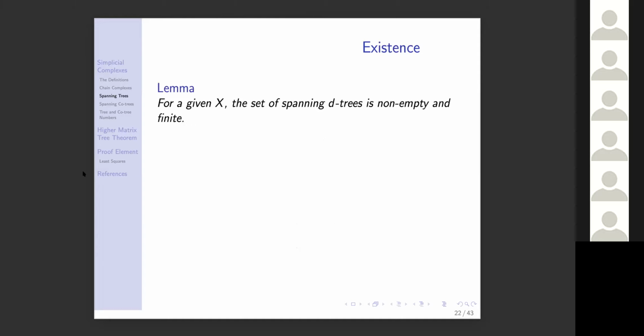So here's a lemma, which is analogous to a lemma I proved last week for spanning trees in a graph. For a given X, the set of spanning D trees is non-empty and finite. In fact, it also exists. There are spanning D trees. So by replacing X by its D skeleton, we can assume that the dimension of X is D.